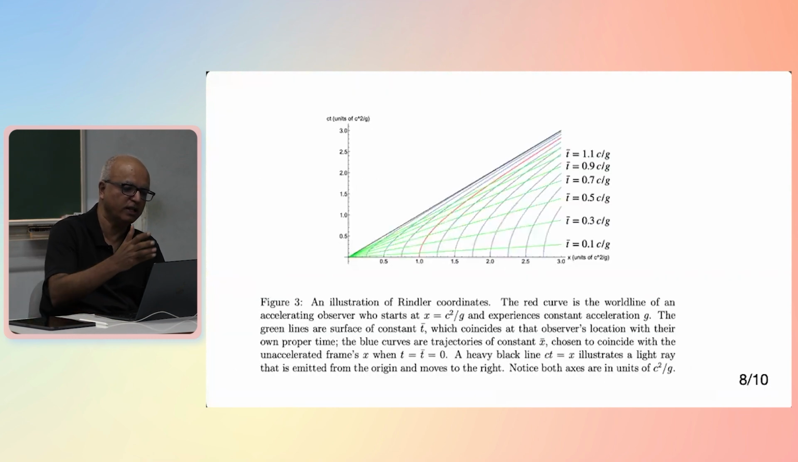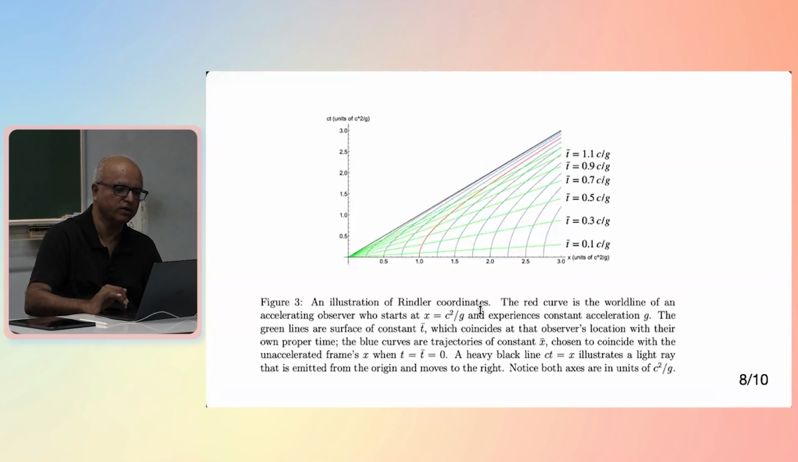So, first, let us spend some time with this diagram. Ct, x, these are inertial coordinates. Let us read this: an illustration of Rindler coordinates. The red curve is the world line of an accelerating observer who starts at x equals c square by g and experiences constant acceleration g. Here, c square by g units, so c square by g equals 1 means x equals c square by g.